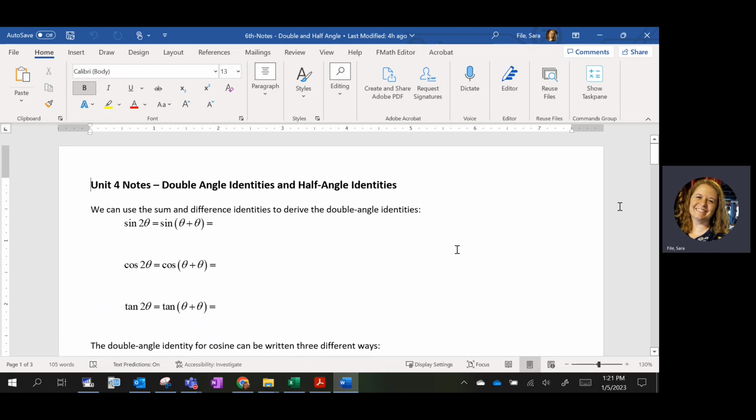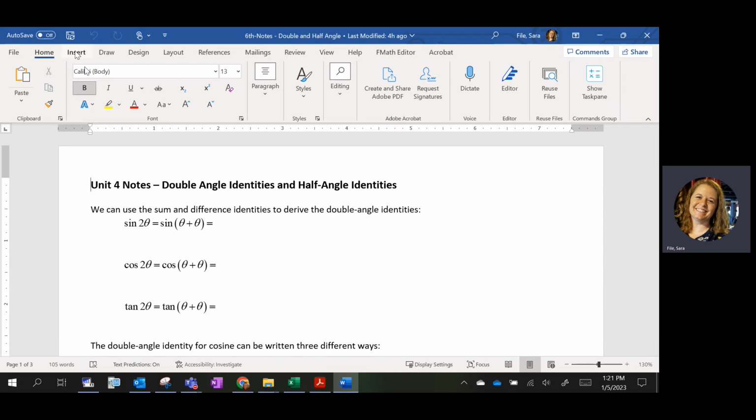So double angle identities are actually derived from those sum and difference identities that we just talked about on the previous page. So we can use what we just learned for sum and difference to come up with double angle. Double angle just means our angle is being doubled. So instead of sine of theta, it's sine of 2 theta because it's double whatever this angle is. Does that make sense? So this is the sine double angle, cosine double angle, tangent double angle.